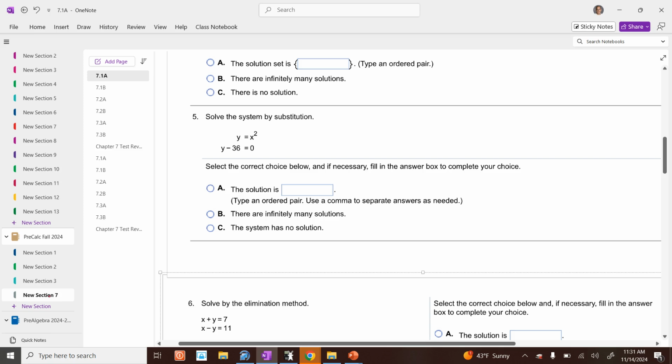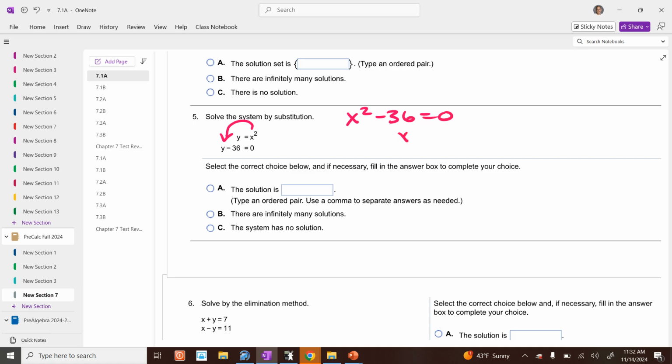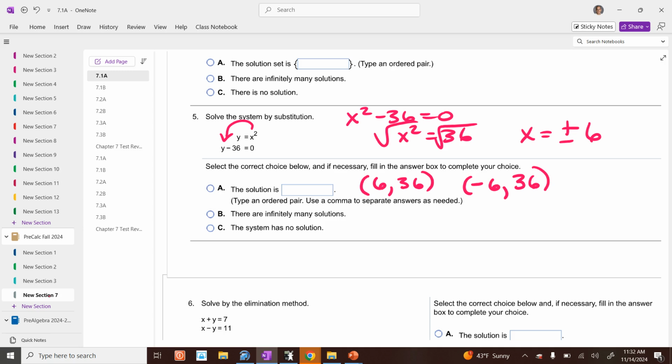y equals x squared, y minus 36 equals 0. Take the x squared, plug it in for y. So x squared minus 36 equals 0. x squared equals 36. If we take the square root of each side, x equals positive or -6. So if x equals positive or -6, the solutions are (6, 36) and (-6, 36). Well, what's -6 squared? It's also 36. Okay, so those are the two solutions.